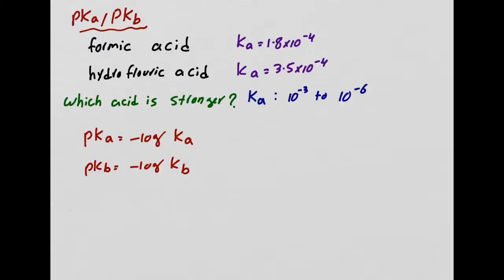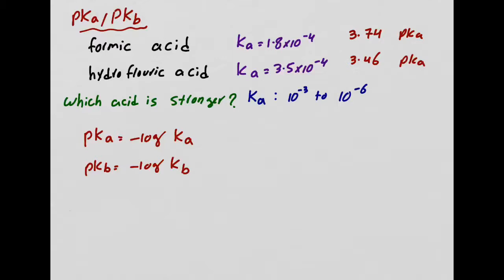So hopefully what you got was 3.74 and 3.46. Okay, when we give you the Ka, you take the minus log of the Ka, and we can figure out the pKa. The same thing for pKb, minus log of Kb. So far so good? Okay, now let's go over the relationship of pKa and pKb. So these were the pKa values, minus log of the Ka. Not too bad.